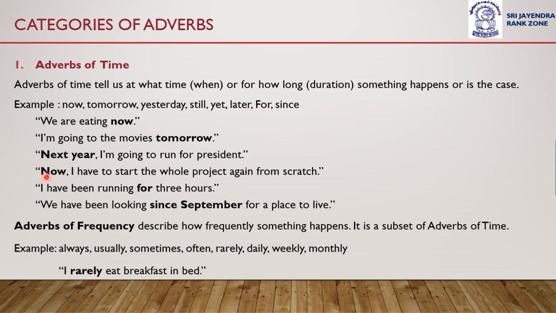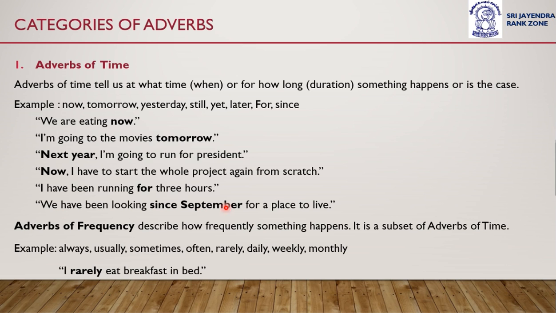So, you can see that now is an adverb of time in this sentence as well. I have been running for 3 hours. How long have you been running? I have been running for 3 hours. So you can say that for 3 hours is the adverb of time. Okay, for 3 hours completely would be the adverb of time.